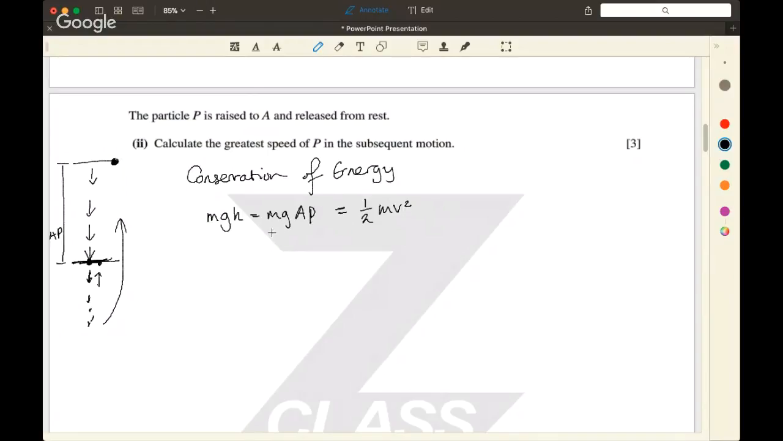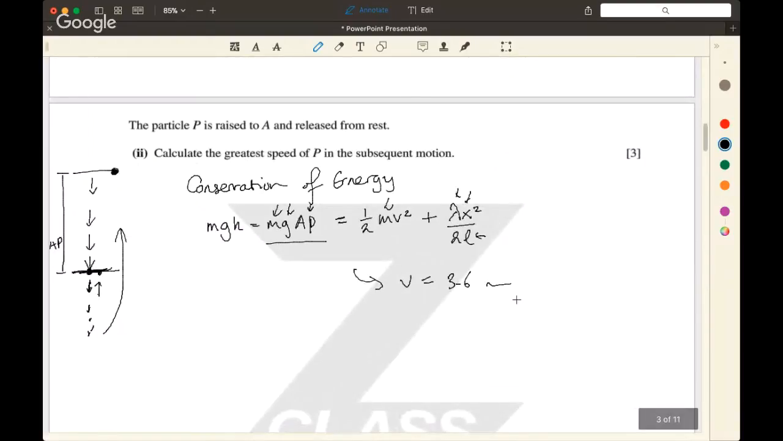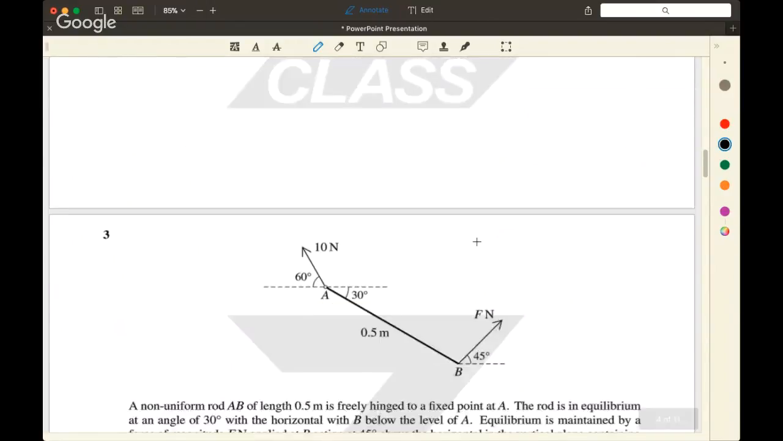So the difference in gravitational potential energy between those two places is mg times AP. And that must be equal to the kinetic energy plus the elastic potential energy inside the string, which if you look in your formula booklet is lambda x squared over 2L. So if we know m, we know g, we know AP, we know lambda, we know x, we know L, so we can solve all of this to get our V, which is about 3.6 meters per second. Okay, so in that question, conservation of energy and using the formula booklet for the elastic potential energy inside an elastic string.